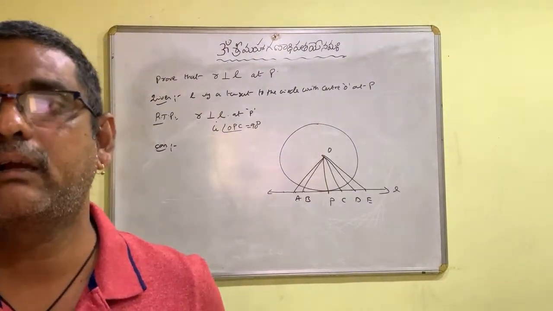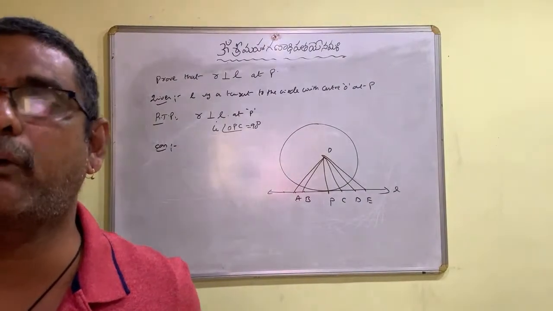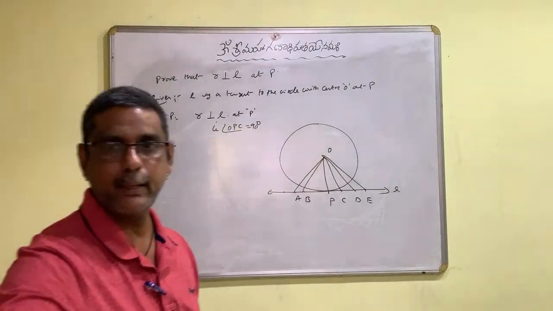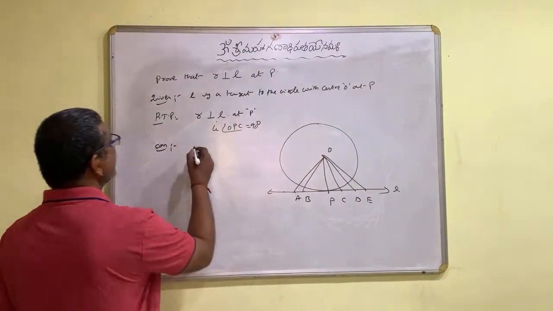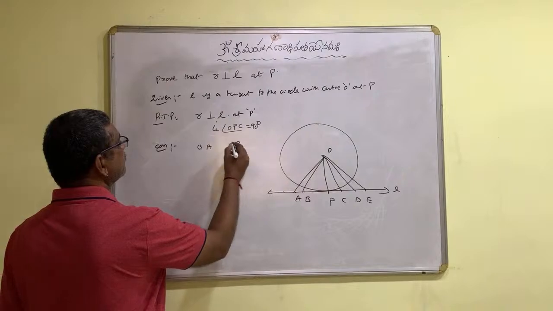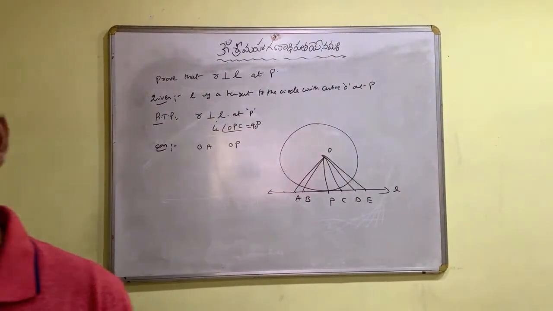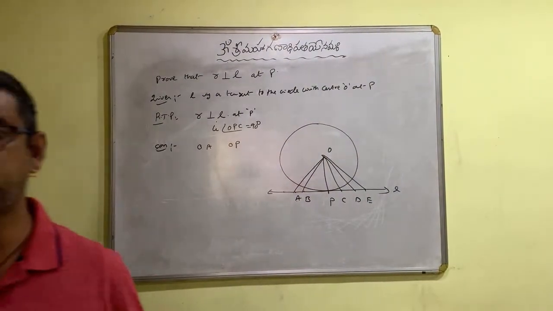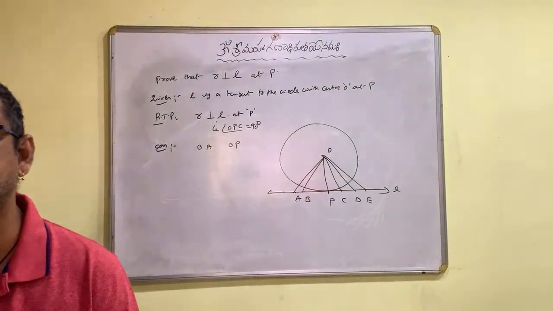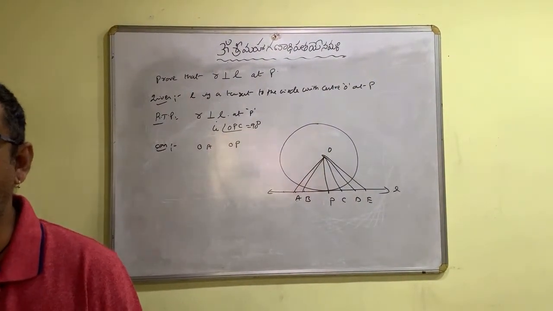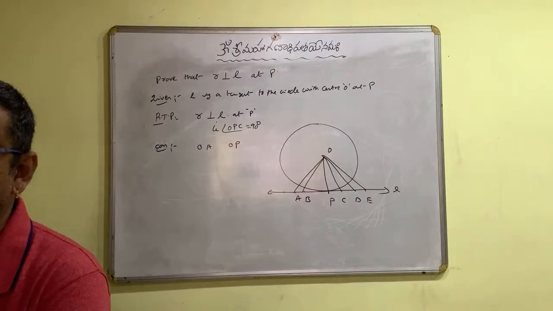From the center to the other points on the line. Okay? Now you tell me, OA, OP. What relation exists between these two?